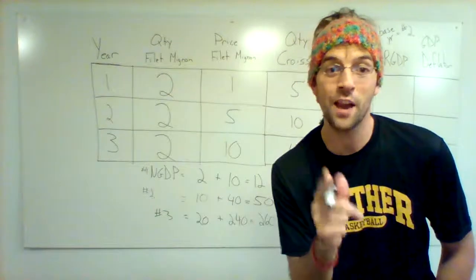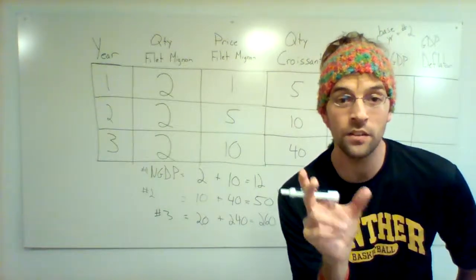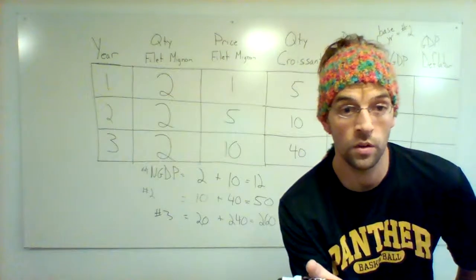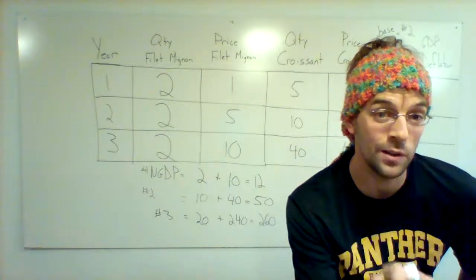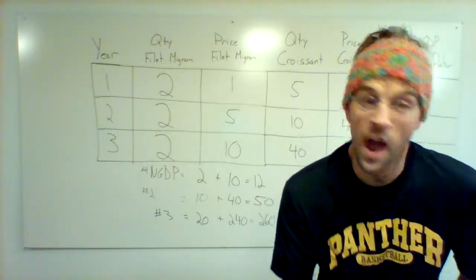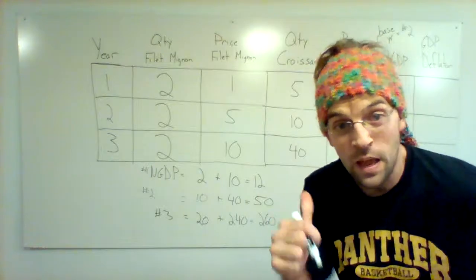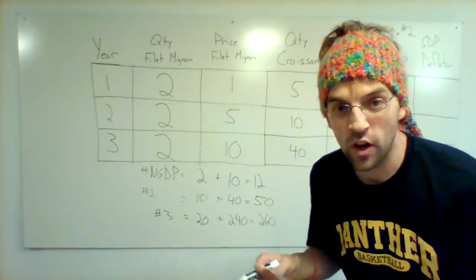Okay? So you've got to remember, you're going to use a constant price here. You're going to use the price from year 2. What was the price of a croissant in year 2? What was the price of a filet mignon in year 2? I'm not telling you. You should be able to see it behind me. Okay? So here are the answers.